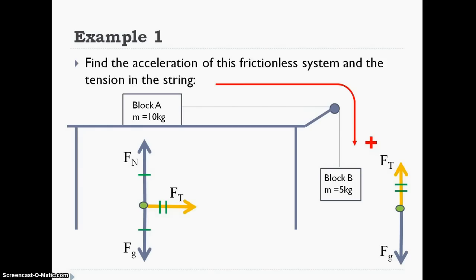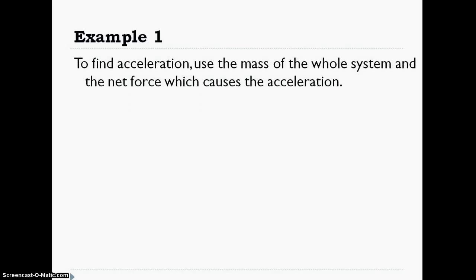Okay, and then we have the weight of block B. The weight of block B is the only unbalanced force on the whole system. So it's going to be the thing that causes the acceleration. So we're going to look at first finding the acceleration. So we'll look at a net force equation. As I said, the net force in this problem is caused by the weight of block B.